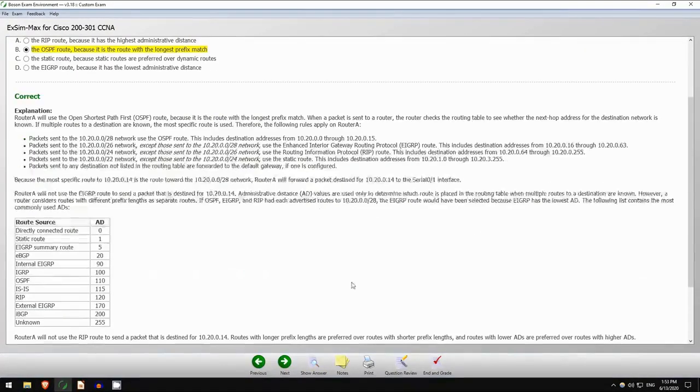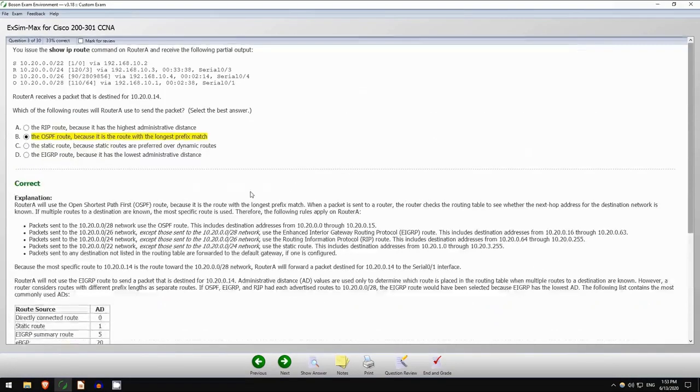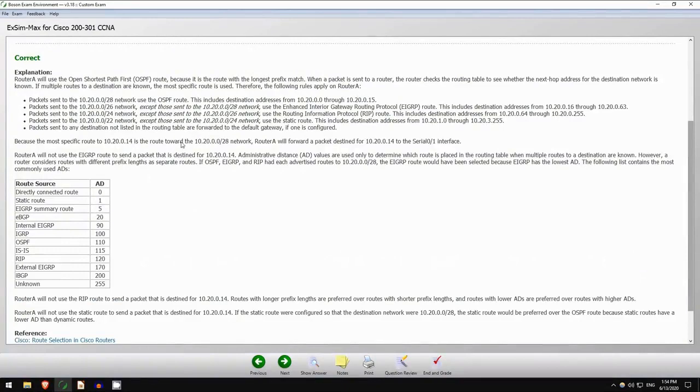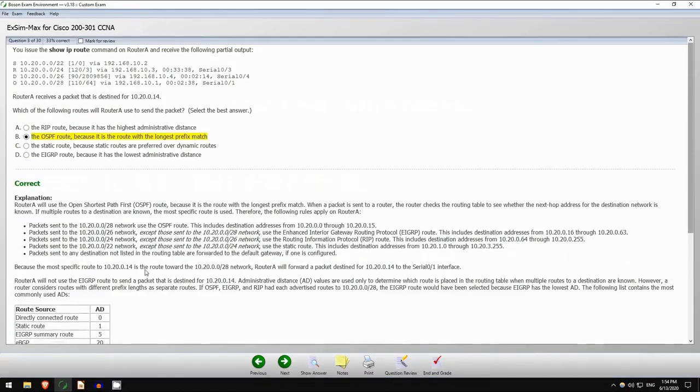And it is. So if you didn't quite understand my explanation, here is Boson's explanation. You can pause the video here to read it. This is the great thing about Boson XSIM is it gives you in detail explanations, not just why B is correct, but also why A, C, and D are incorrect. And after that, there's a reference to some Cisco documentation, which is freely available on the internet, route selection in Cisco routers. Okay, so that's today's Boson XSIM practice question.